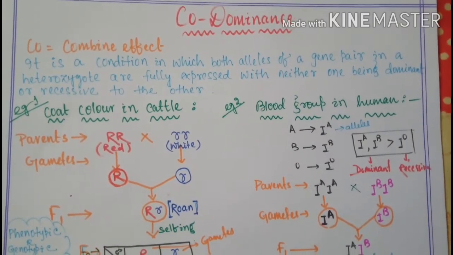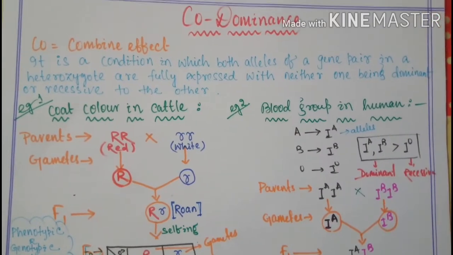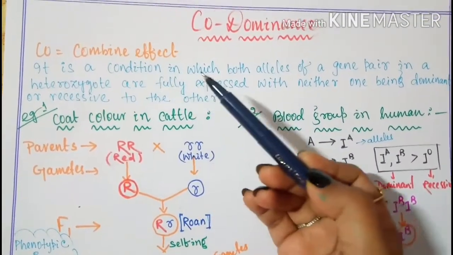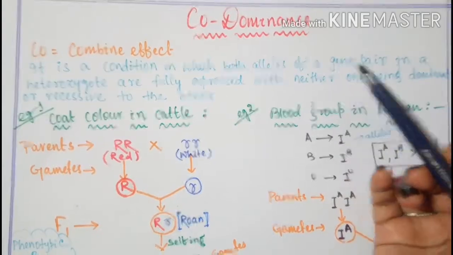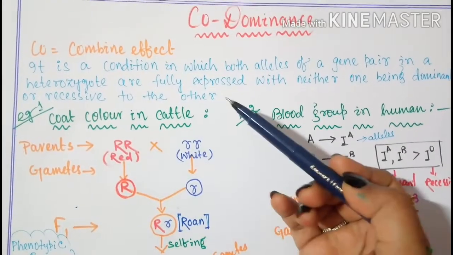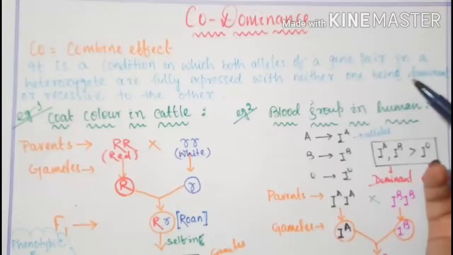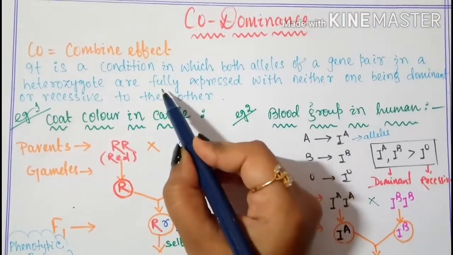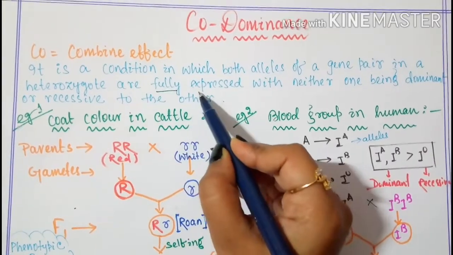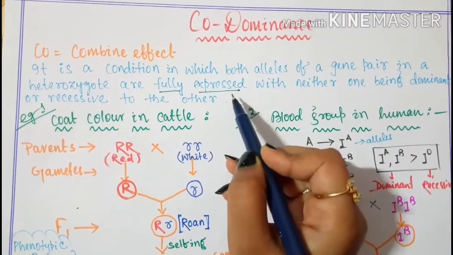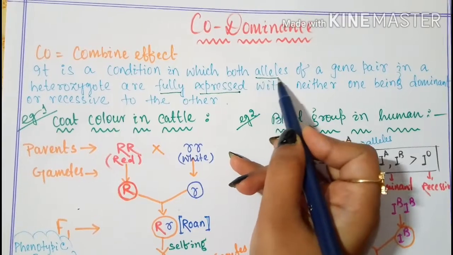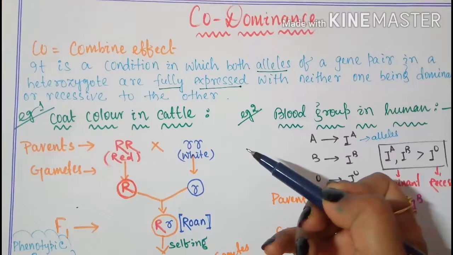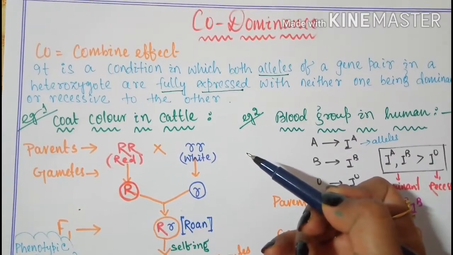So let's see the definition of codominance. It is a condition in which both the alleles of a gene pair in a heterozygote are fully expressed, with neither one being dominant or recessive to the other. Remember one thing, they are fully expressed. That means the alleles are fully expressed. As they remain together in the heterozygote condition, both are expressed together.